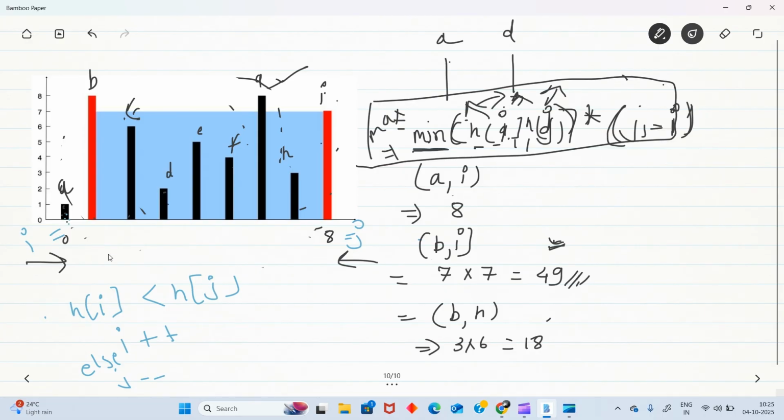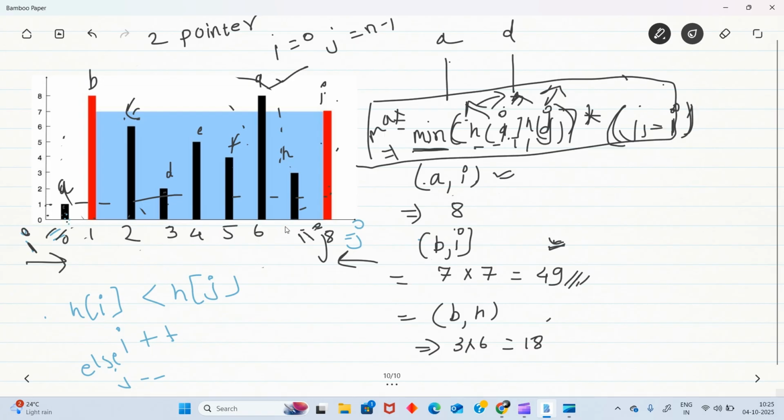So what we will do is use the two pointer approach. We will start i from the beginning and j from the end. First we will find the area at the start: i is 0, j is n minus 1, that is a and i. We have to find the area between them, which is 8. The distance is 8 and the height is 1, so the area is 8.